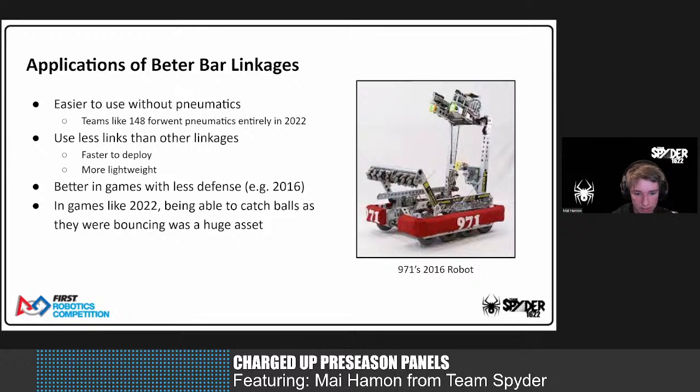In games like 2016, where defense was also comparatively ineffective at higher levels of play, the fragility of the beater bar linkage, which we'll talk about later, isn't so much of a drawback. In 2022, some teams, especially teams who didn't use pneumatics, like Citrus Circuits, I guess Citrus Circuits didn't use a beater bar, teams like Robo Wranglers used beater bar linkages to capture balls that were bouncing in the air. This strategy was effective, and the Robo Wranglers team 148 employed it to great success during last year's season. This is team 971, Spartan Robotics' 2016 robot.